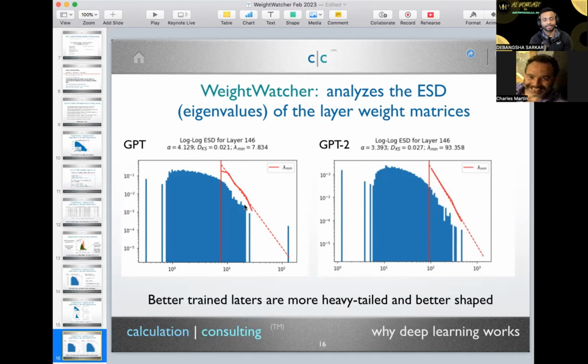And you can also see that this layer kind of looks power law, but it has this large outlier eigenvalue here at 100 or so. Here in GPT-2, it's much more filled in. You don't have this giant jump, this spike out here.